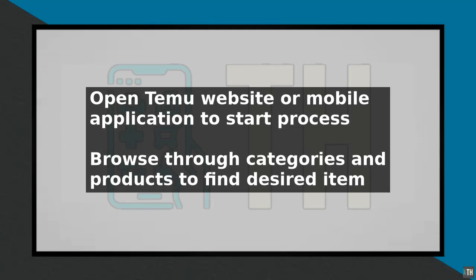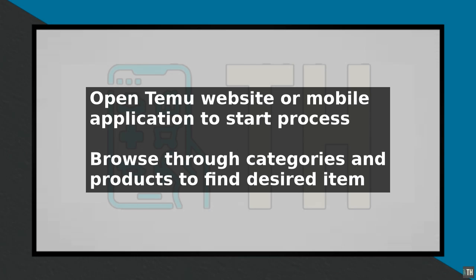To add items to your wish list on Temu, start by opening the Temu website or mobile application. Once you are on the Temu platform, browse through the various categories and products to find the item you want to add to your wish list. You can use the search bar to quickly locate a specific product by typing its name or description.